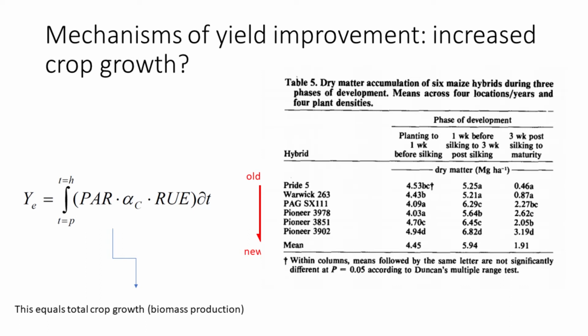So from 3 weeks post-silking to maturity is when we get a real difference in total crop growth. What Tolinar is showing here in this table is total crop growth, total biomass accumulation in different hybrids from oldest to newest across different phases of development. Okay, so this is just total dry matter from planting to 1 week before silking, 1 week before to 3 weeks after, and then 3 weeks post-silking to maturity.